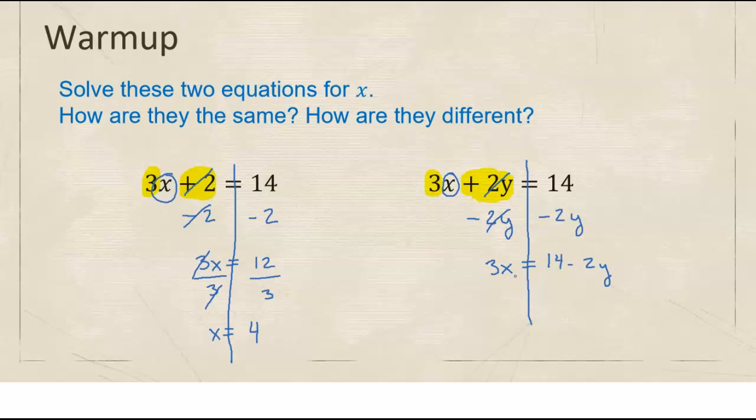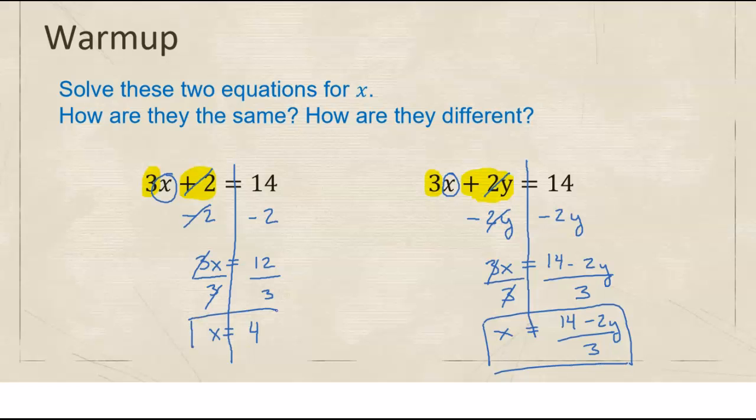And then our last step is to get x by itself. We're multiplying by 3, so we will divide by 3, inverse operation. None of this over here can be simplified, so we just get all of that stuff brought down. X equals 14 minus 2y over 3. So that's our solution on this side. X equals 4 was our solution over here.